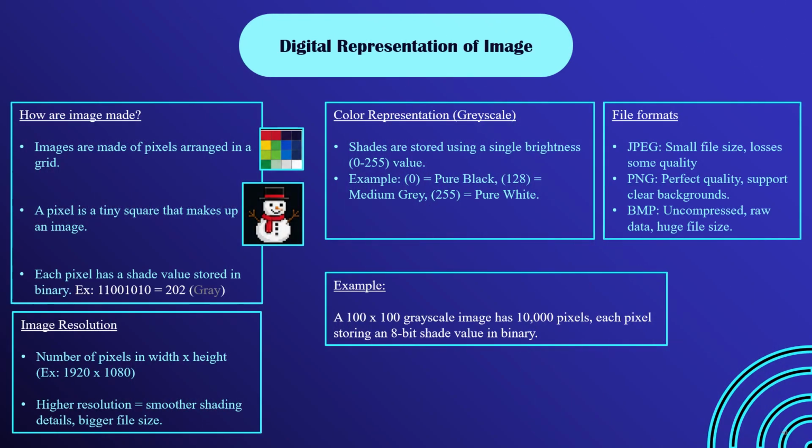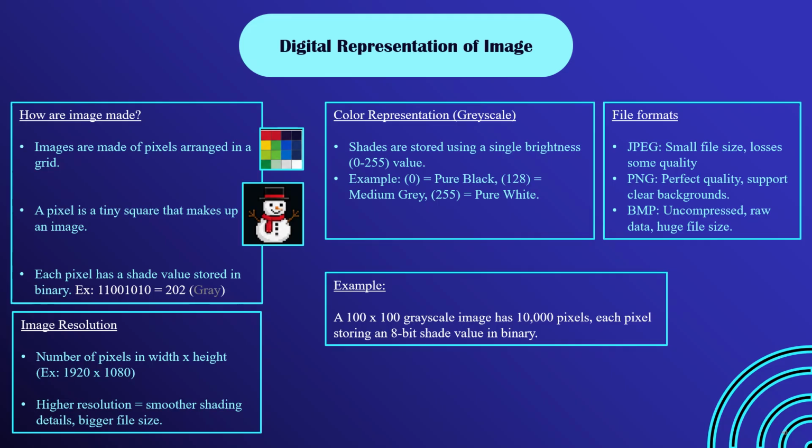Okay, let's move on to how computers represent images digitally. Every digital image is made up of pixels arranged in a grid, right? A pixel is simply a tiny square that, together with thousands or millions of others, makes up a full picture. Each pixel has a shade value which is stored in binary. For example, the binary value 11001010 might correspond to the number 202, which represents a specific shade of gray.